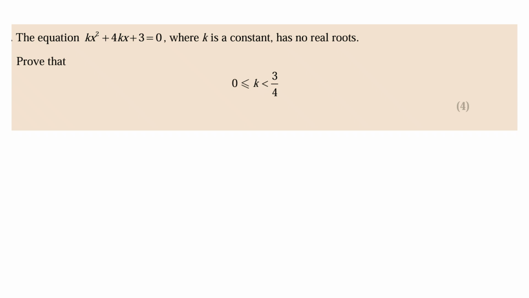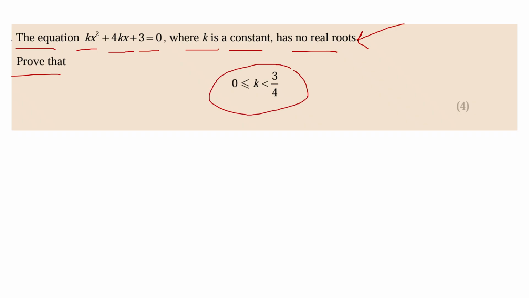This question, year 12s and year 13s, for my A-level math students. We are given that the equation kx squared plus 4kx plus 3 is equal to 0, where k is a constant, so just a number, has no real roots. That'll be very important in a second. Prove that k satisfies this compound inequality: k is bigger than or equal to 0 and less than 3/4.